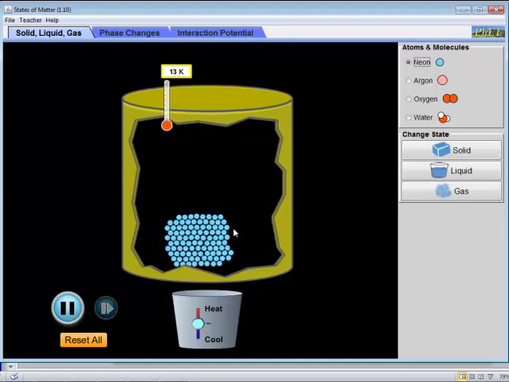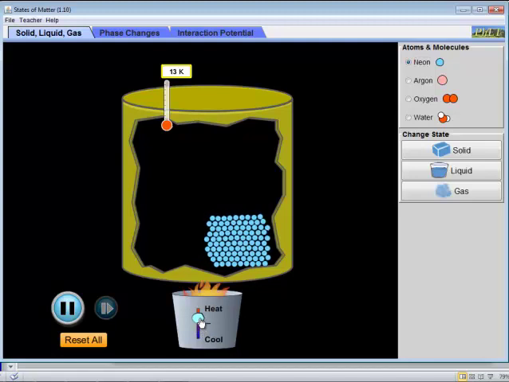So 13 K is minus 260 degrees Celsius. At this temperature, neon atoms still move and vibrate, but only very little. They cannot get past each other. So this is a very nice model representing solids, with the particles, in this case neon atoms, vibrating to a much lesser extent, so they do not pass each other. But as we start turning up the heat, the particles start to vibrate more and more and more.